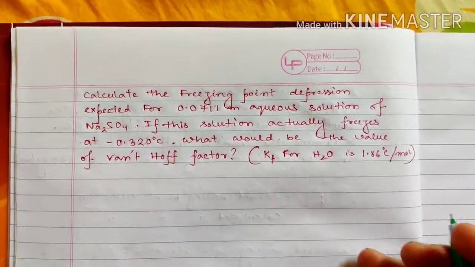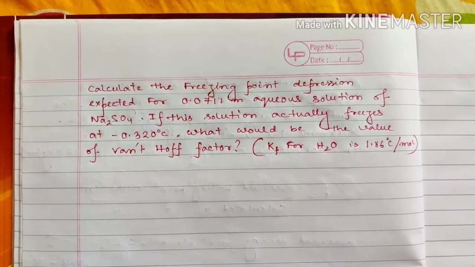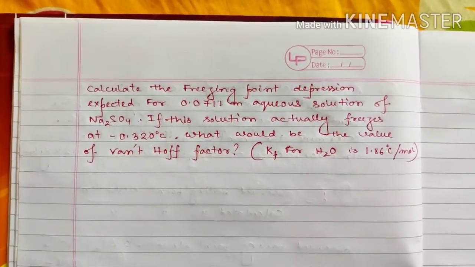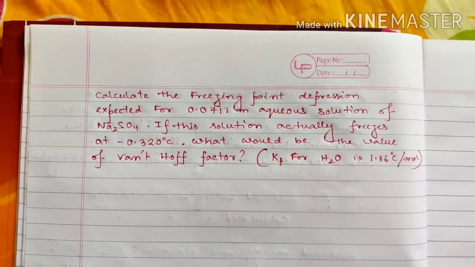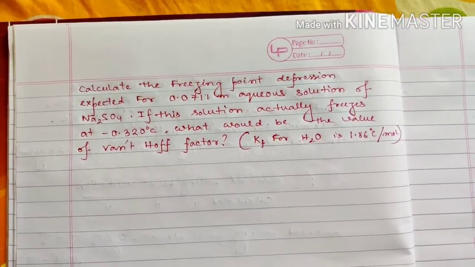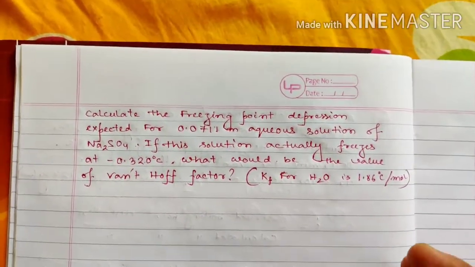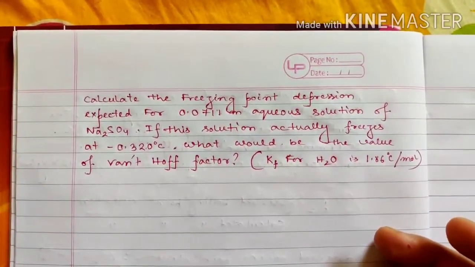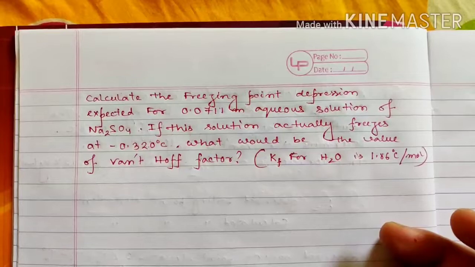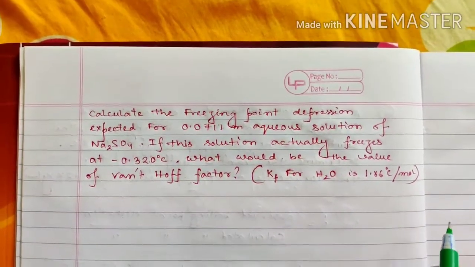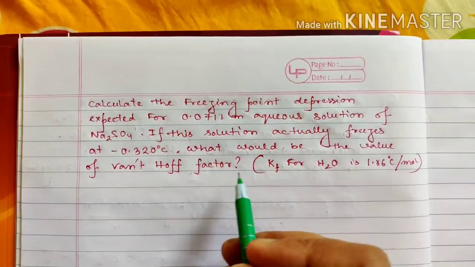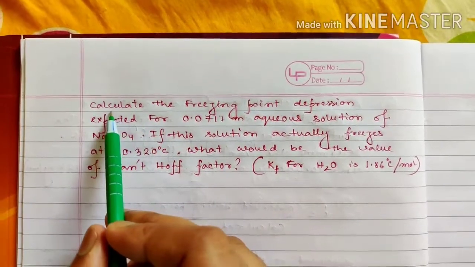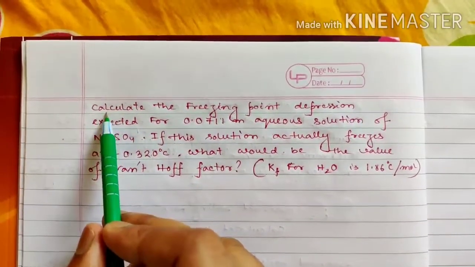In the last problem, we saw a different kind of case. We had to calculate the Van't Hoff factor, and the case was the elevation in the boiling point. This one is also similar. We have to calculate the Van't Hoff factor, but this is regarding the freezing point. It is also not directly from NCERT, so it is outside of it. So let us read it out.